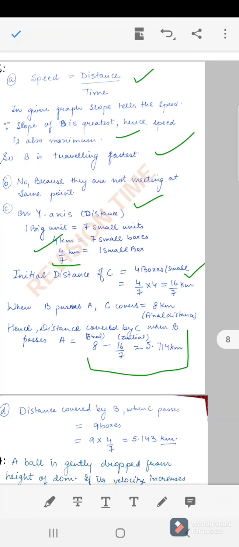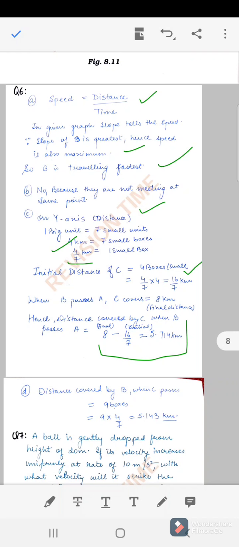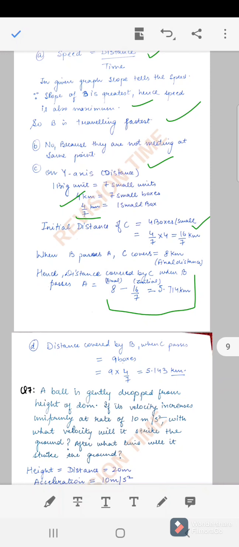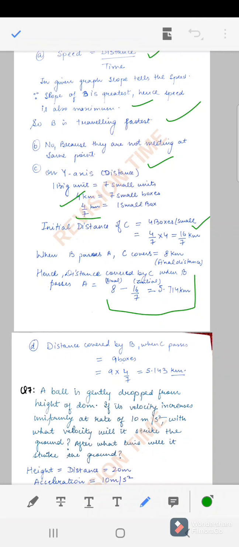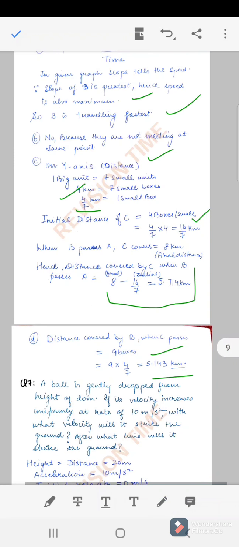Right? So part D. How far has B travelled by the time it passes C? So by similar method, when B passes C, it is the distance covered at 9 boxes and we can find the distance.